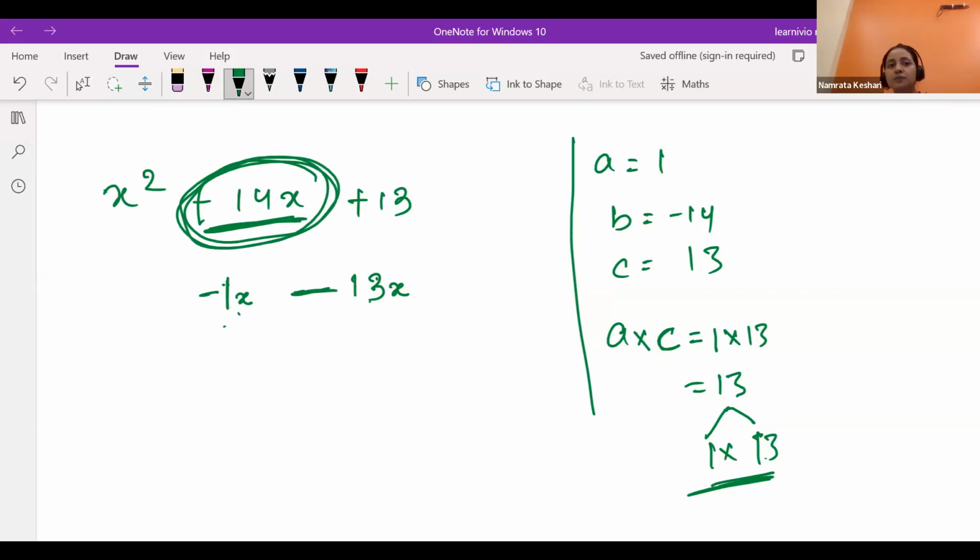Yes or no? Yes, ma'am. Negative 14 was there. So minus 1x minus 13x. 1x we don't usually write; we just write only x. That means 1x. Everybody will answer.